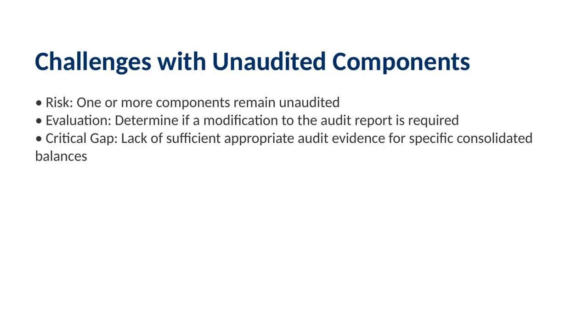One critical point to watch out for is when one or more components remain unaudited. If this happens, you must evaluate whether a modification to your report is necessary. Why? Because if a component isn't audited, you haven't obtained sufficient appropriate audit evidence for those specific consolidated balances, and that is a significant gap that must be addressed in your reporting. Keep these connections between the standards and the practical scenarios in mind, and you'll master this section with ease.